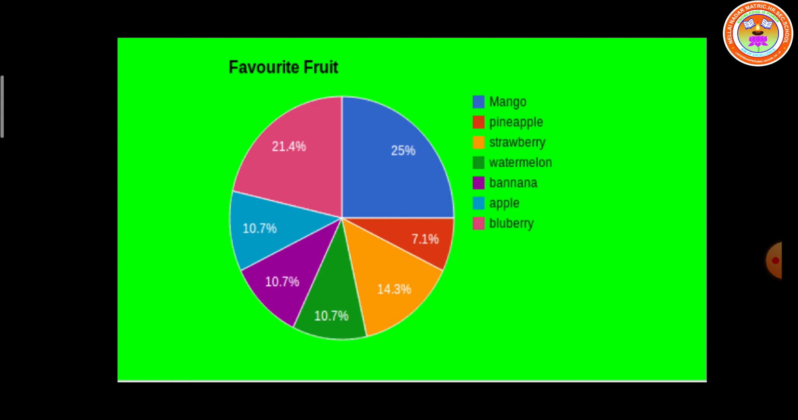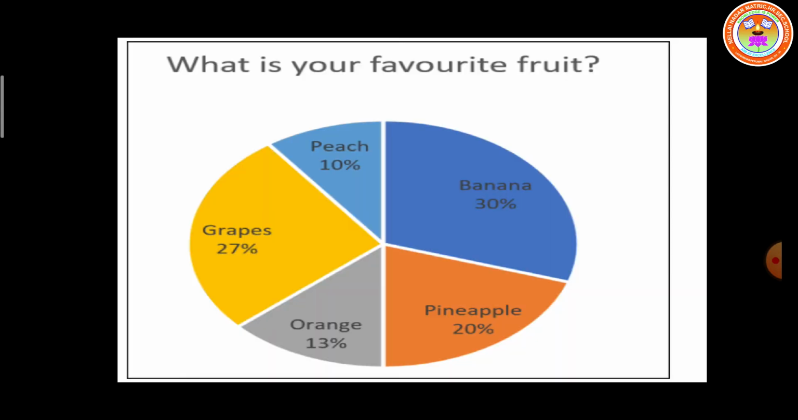Is it clear, children? So what do you mean by pie chart? In a pie chart, the information is represented in a circular form. Is it clear? Yes. See, this is another example. What is your favorite fruit? The values must be given based on the respective thing. Suppose 30% of the people like banana, 20% like pineapple, 13% like only orange. It's information about each fruit here.